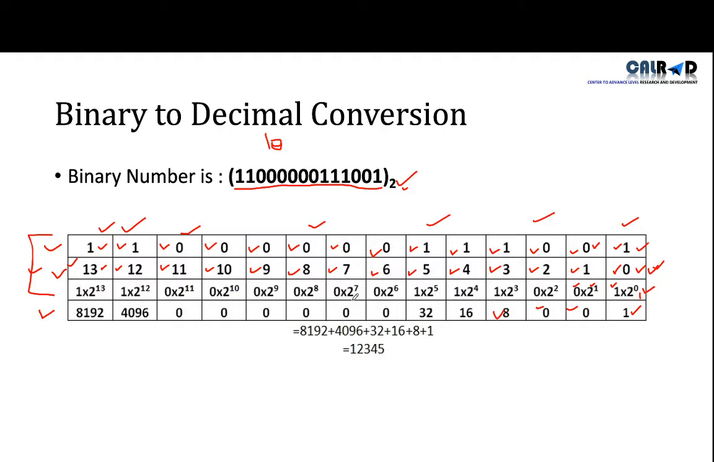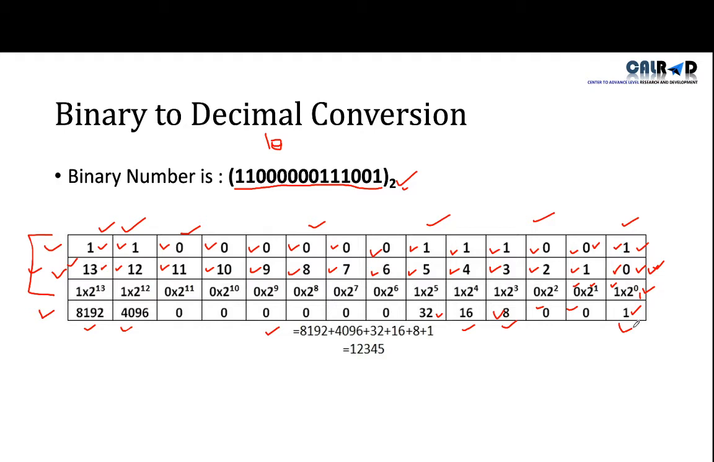Now we will do our final step. Just add them all. 8192 plus 4096 plus 32 plus 16 plus 8 plus 1. So you will get your final number, and that is your decimal number.